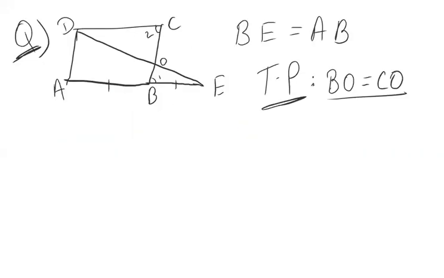So as you can see, we have a question up there. It's been given that B is equal to AB, and they've also given that ABCD is a parallelogram.